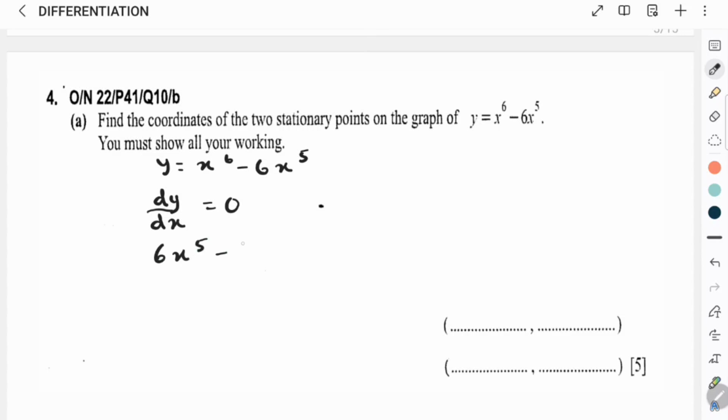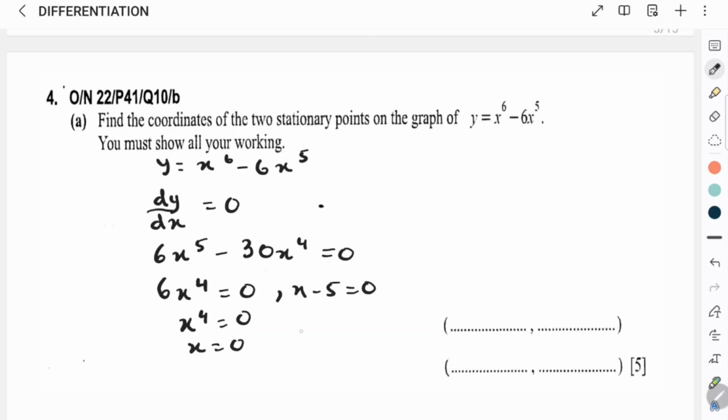So dy/dx equals 6x to the power 5 minus 6 times 5, which is 30x to the power 4, equals 0. Now you can take common: 6x to the power of 4 equals 0 and x minus 5 equals 0. So 6x to the power 4 is 0, then x equals 0, and x equals 5. Now we are going to put the values. In the original equation y equals x to the power 6 minus 6x to the power 5, when x equals 0, it is 0 minus 0 and the answer is 0. So the first coordinate is (0, 0).